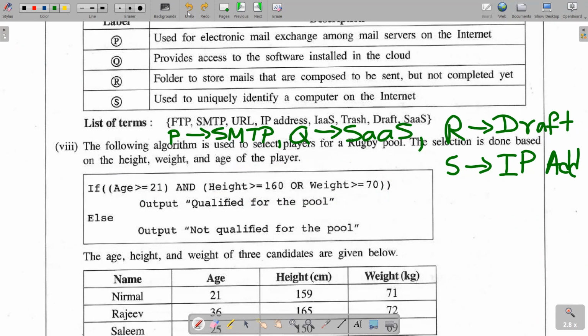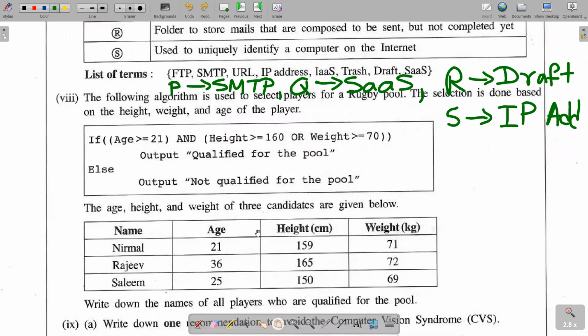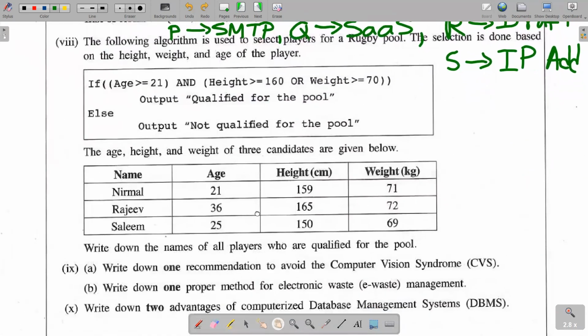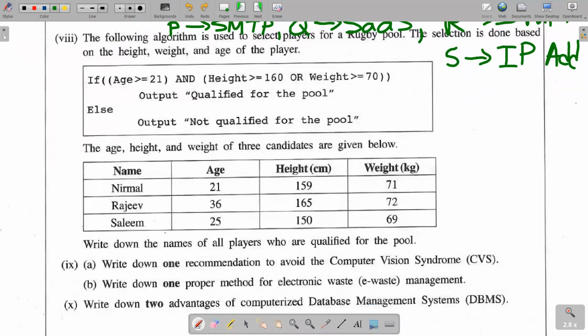And it has the output saying qualified for the pool, not qualified for the pool. So here they have given the age, height, and the weight of three candidates. Write down the names of all players who are qualified for the pool. Yeah, so we have to choose the people who are going to be qualified. So that's easy. Age larger than 21. So everyone's age is larger than or equal to 21. So these three are correct.